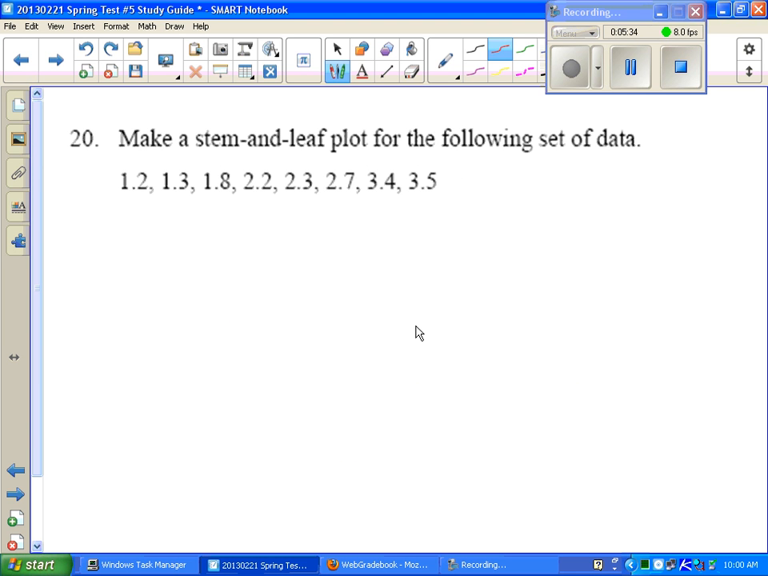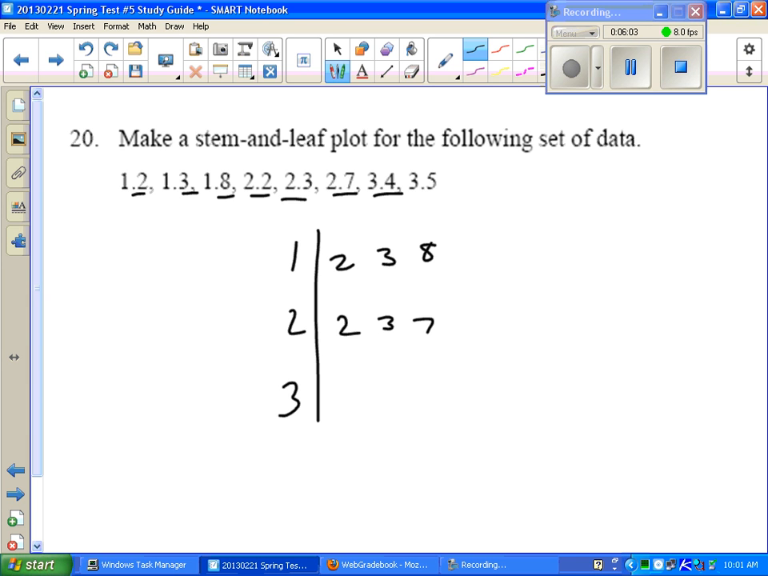Then the last one: make a stem and leaf plot for the following set of data. We weren't able to get tested on this before we left for the break either. Notice they're in order already for you. Your numbers go from 1.2 to 3.5. Make a stem and leaf plot showing 1, 2, and 3. 0.2 will be first, 0.3, 0.8, 2.2, 2.3, 2.7, and then 3.4, 3.5.